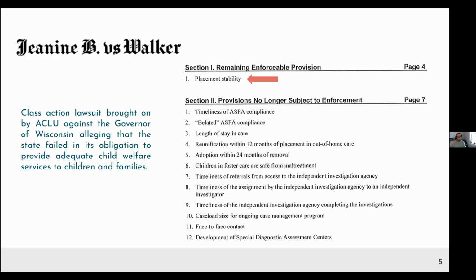Just a little bit of background. The state of Wisconsin has been under a federal lawsuit since 1993, brought on by the ACLU for failing to provide adequate child welfare services. A settlement was reached and the state needs to comply with 13 requirements to make the lawsuit go away. They have accomplished 12 requirements, but are still struggling with placement stability. And to achieve that, the state has employed algorithms at several stages of a child welfare case.